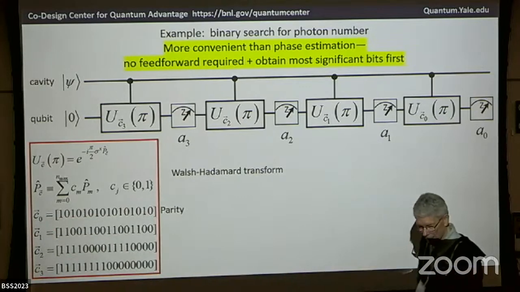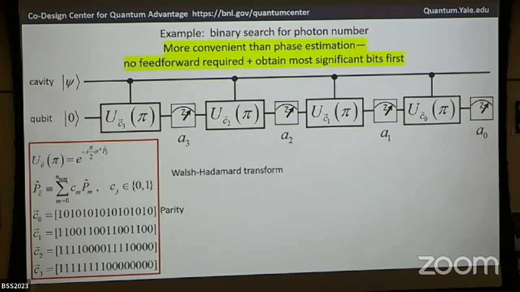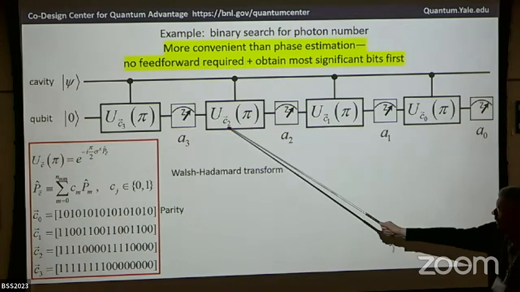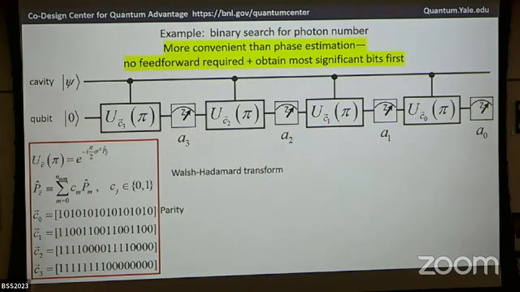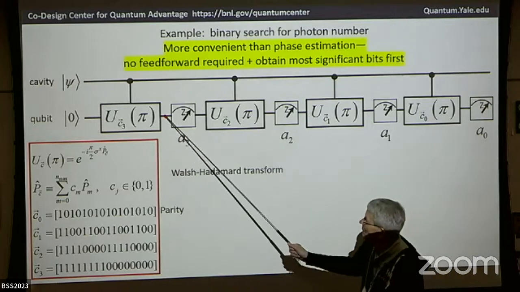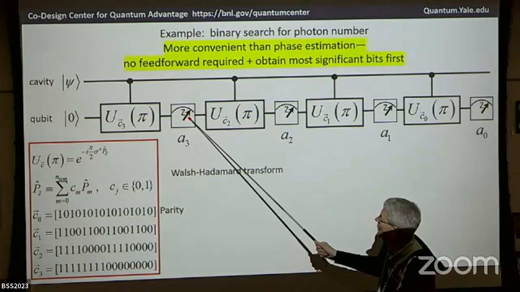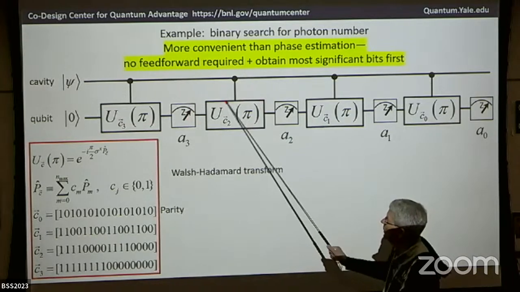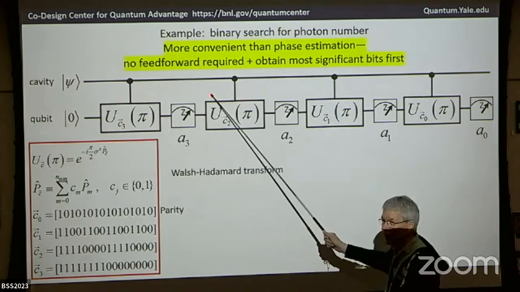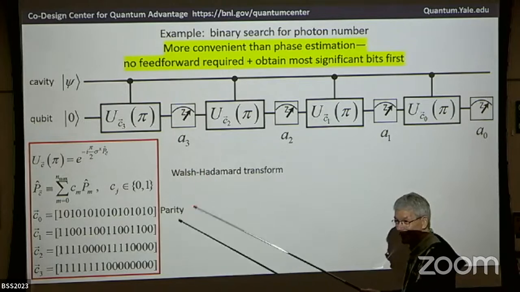Okay. And these measurements, it's literally a binary search to look for the photon number. It takes only log n depth. In this case, I have 2 to the 4 possibilities. And it's pretty tricky because I have to do this unitary, make the measurement of the qubit, then do the next unitary while the cavity, everything is still coherent. I have to do that 4 times. Everything in the cavity has to stay alive.